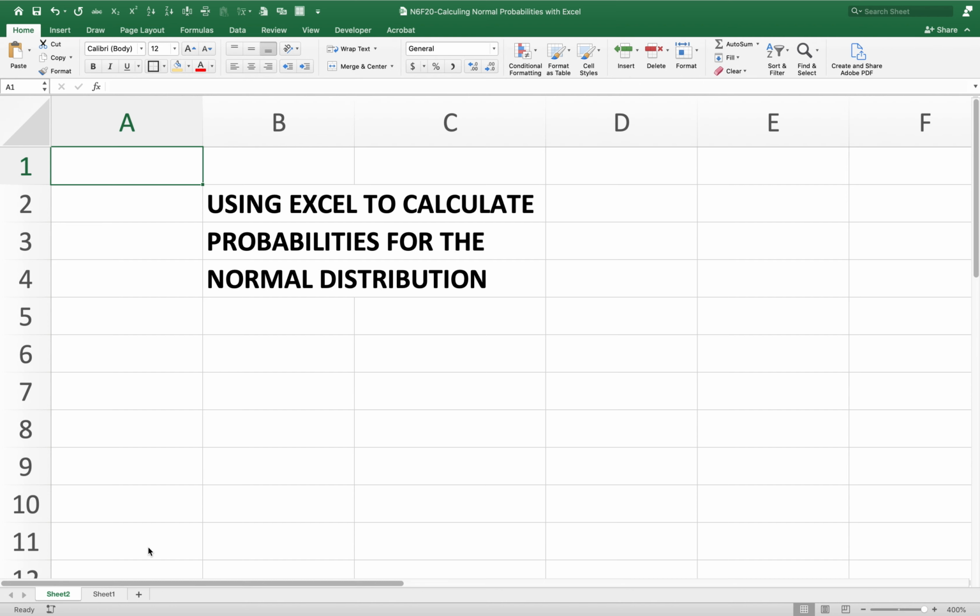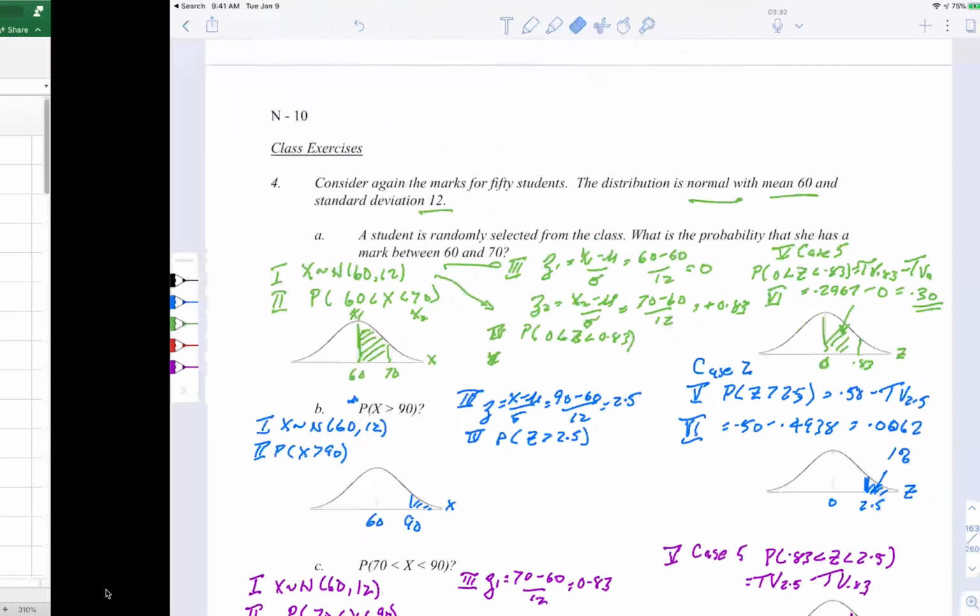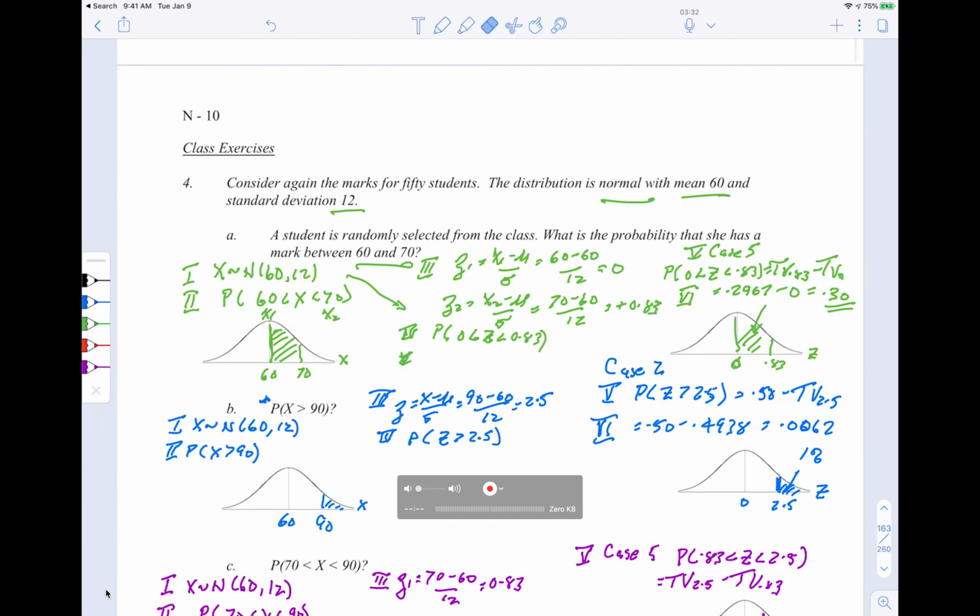So I want to take a look at some problems here from Unit N. And the first one comes from page N10. Let me take you back over there. So this is what we did in class by hand. It says, consider the marks for 50 students. The distribution is normal with a mean of 60 and a standard deviation of 12.